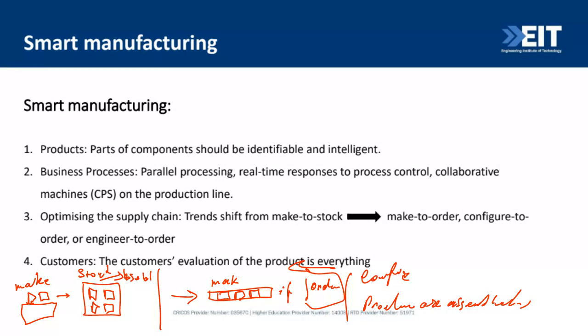manufacturing is the customers. Customers are most important. Customers' evaluation is everything in smart manufacturing, which can highlight the strength and weaknesses of our industry, of our factory, of manufacturing and everything, and then we can improve these later on. All right.